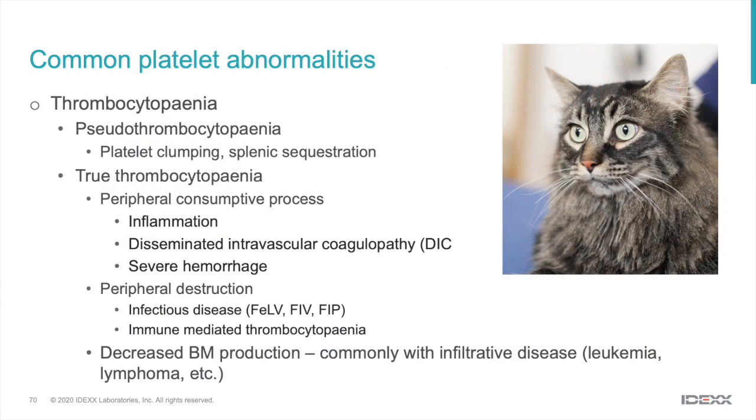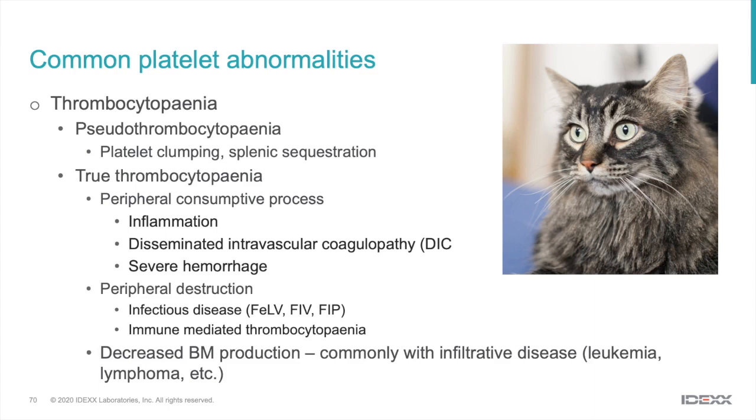Thrombocytopenia is clearly the most common platelet abnormality we see in the cat. And typically this is pseudothrombocytopenia associated with in vitro platelet clumping. Splenic sequestration, when the spleen is enlarged, congested, or even neoplastic in nature, is possible, but those animals still have adequate platelets for the normal coagulation process. True thrombocytopenia becomes a little bit of a diagnostic challenge for us.